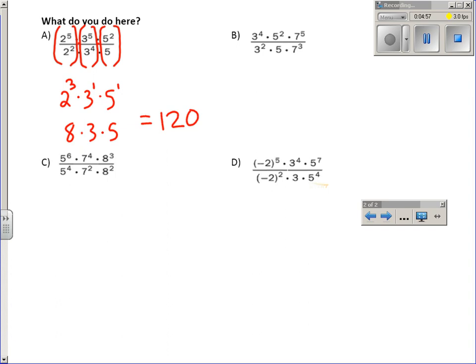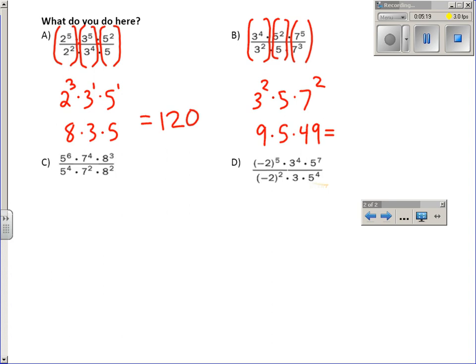All right, so let's do example B and group the ones that have the same bases together. So now we have 3 to the fourth divided by 3 squared, which is 3 squared, and that gets multiplied by 5, which then gets multiplied by 7 squared. So then you have 9 times 5 times 49, which is too big for me to do in my head, so use your calculator and figure out what that is. And then do C and D on your own.